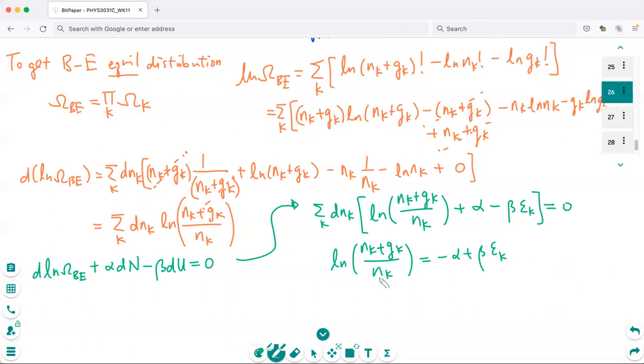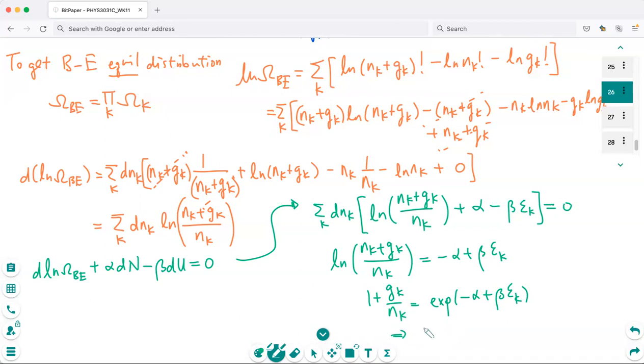Okay, then I have this 1 plus gk divided by nk is e to the minus alpha. I will write 1 plus gk divided by nk, and that will give me exponential of minus alpha. Okay, let's group them together, plus beta. Okay, and I want to reserve some space.